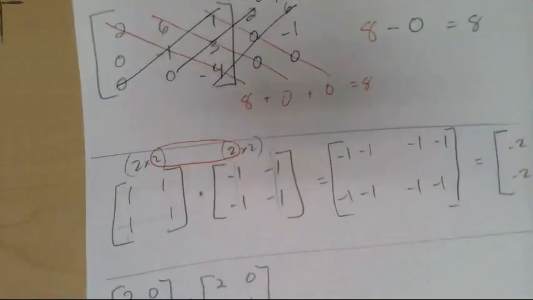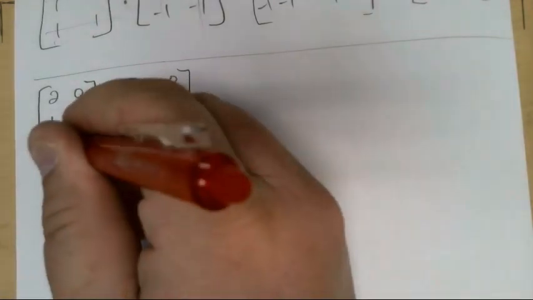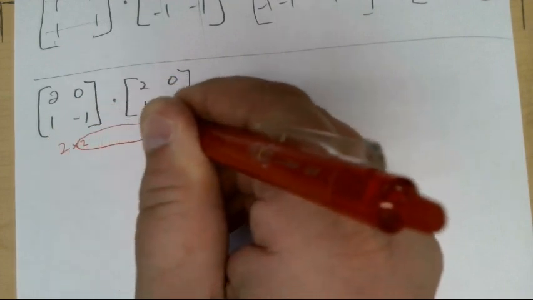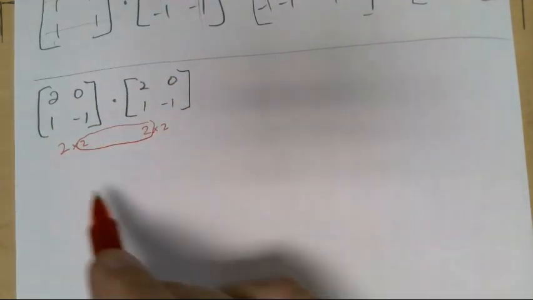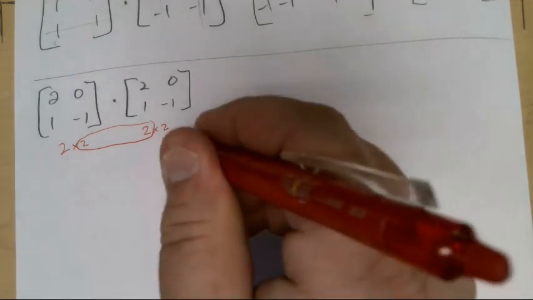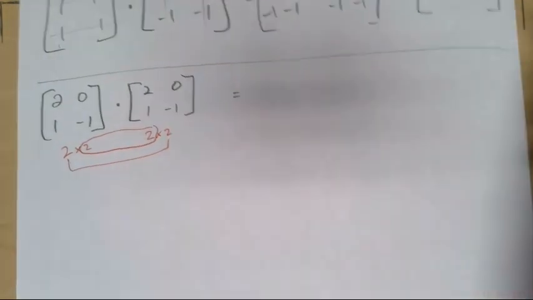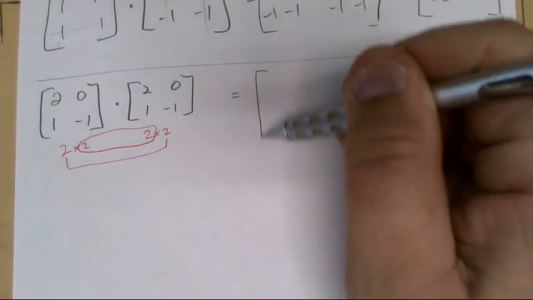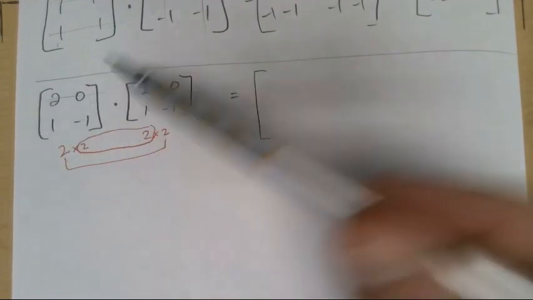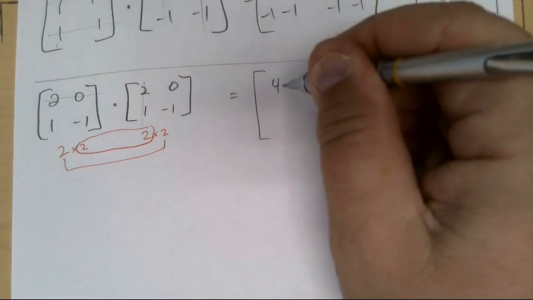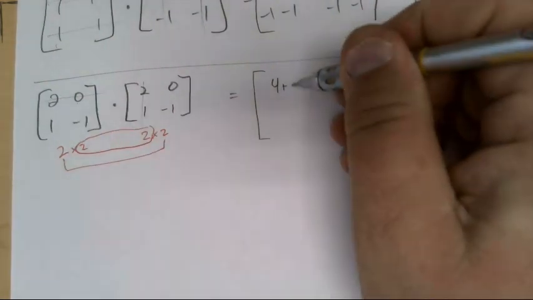Okay, so I'm going to multiply those matrices. First of all, this is a 2 by 2. This is a 2 by 2. Since these two numbers are the same, it can be multiplied, and my result is going to be a 2 by 2. Now I'm going to multiply first row by first column. So 2 times 2, that's 4, plus 0 times 1, that's 0.